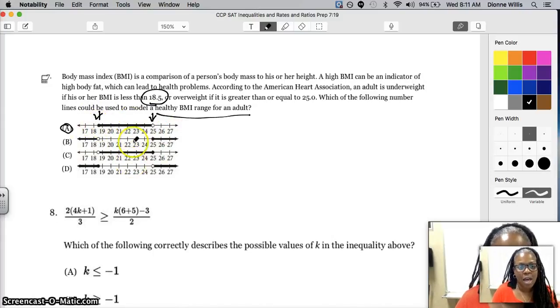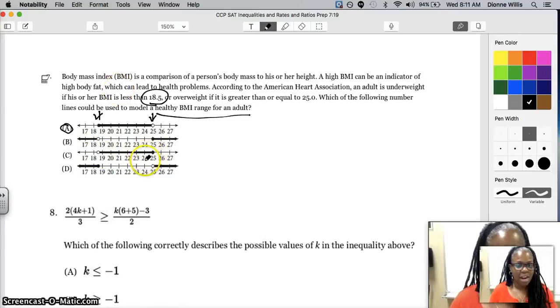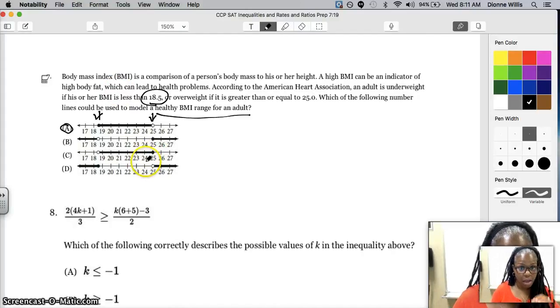The other ones, this one looks like they're identifying what unhealthy is. This one doesn't actually show us the proper open and closed situation. Like this one does not include 18.5 as our statement does, whereas this one includes 25 and our statement does not include that as a healthy BMI. Is that making sense? And this one also kind of flip-flops the unhealthy range.